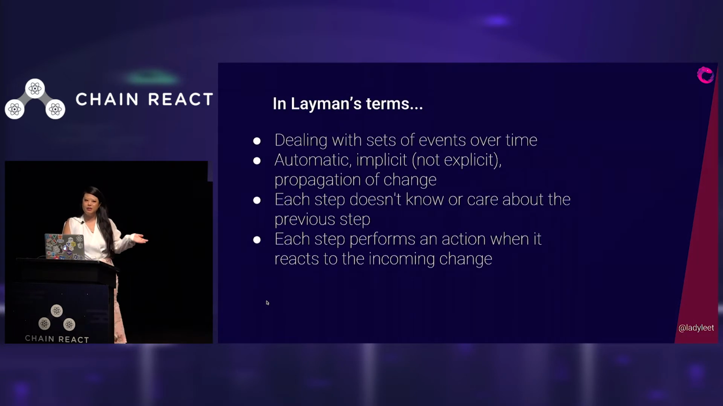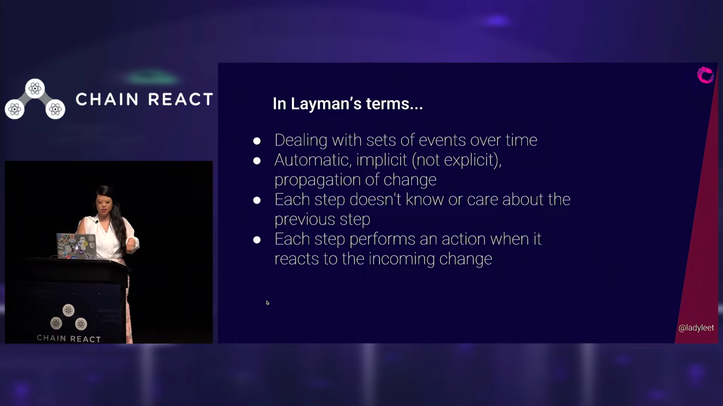But in layman's terms, kind of what they mean is basically reactive programming is dealing with sets of events over time, and it's the automatic or implicit, not explicit, propagation of change. And each step doesn't really know or care about the previous step, and all it wants to do is just perform an action when it reacts to the incoming change.